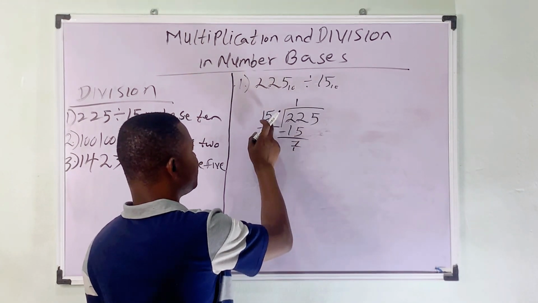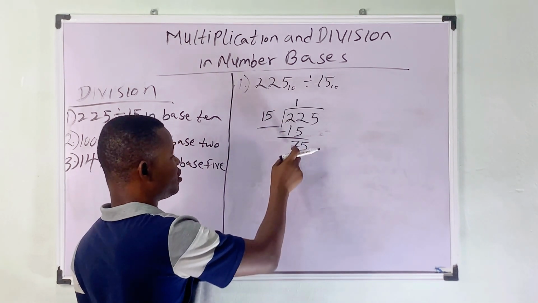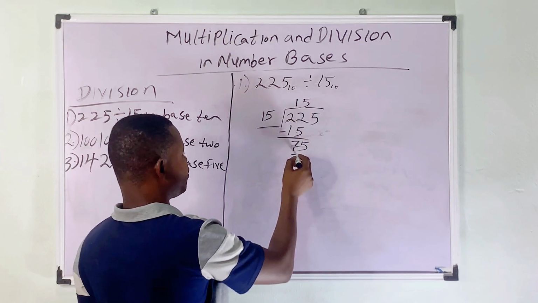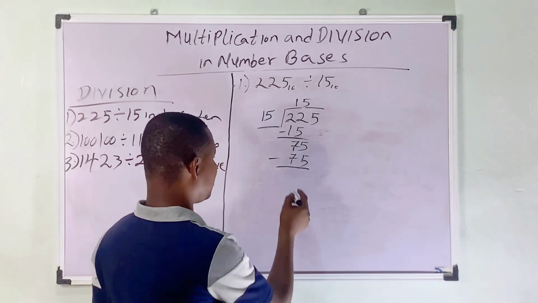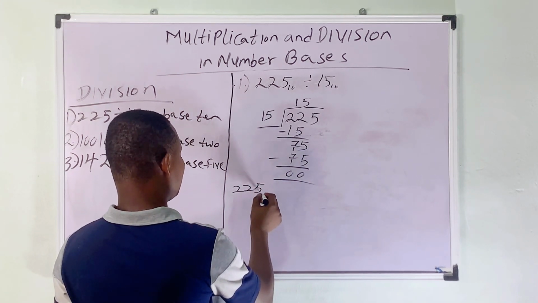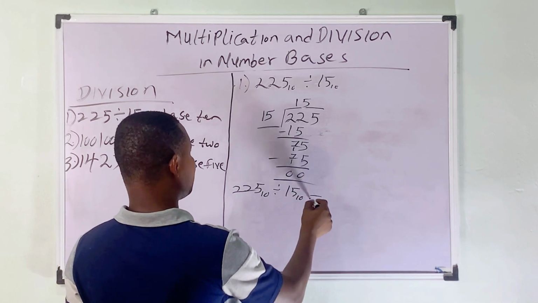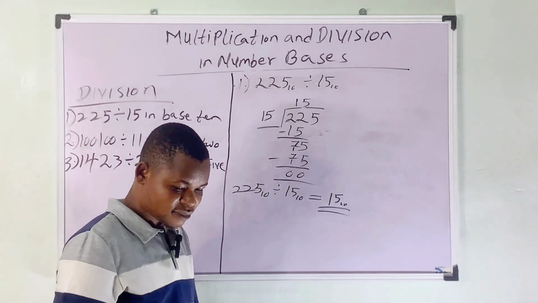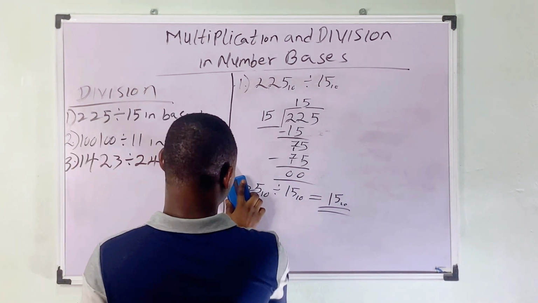We bring down, since 15 cannot go in 7, we bring down the 5, the remaining 5. 15 in 75, that is 5. 15 times 5, that will give us 75. When we deduct 75 from 75, we have 0. Now, this means 225 in base 10 divided by 15 in base 10 will be equals to 15 in base 10. It is as simple as that. So let's go to the second example, which is in base 2.